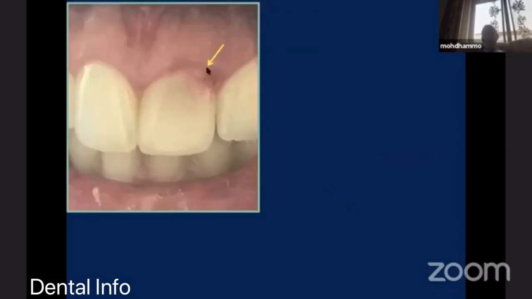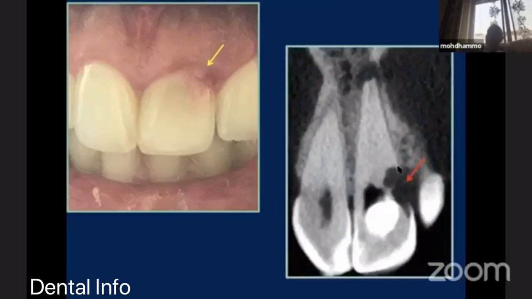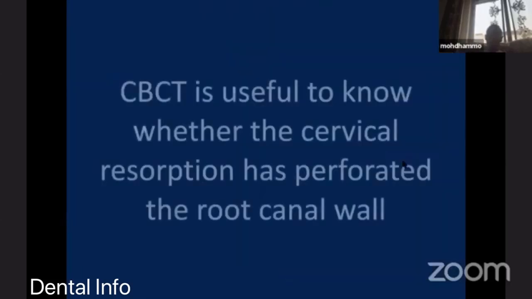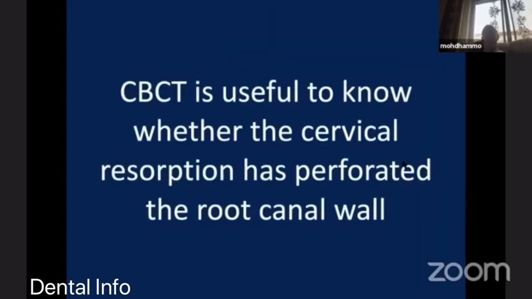Like here, when I check this, we have a pink spot here. When I check this defect, a lot of huge bleeding because of the granulation tissue which filled the resorptive part here. And you can see here with the cone beam, you can see this perforation due to resorption. Again, cone beam, it's useful to know whether the cervical resorption has perforated the root canal and the extent of such perforation.